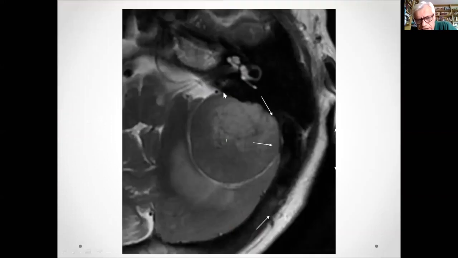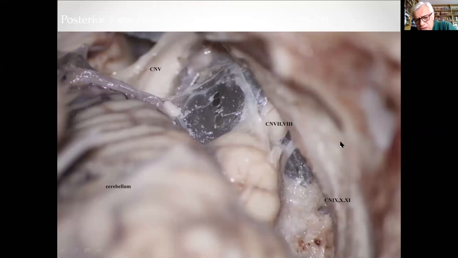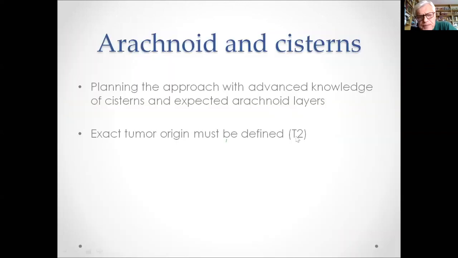So if you have it here, you will know that there is an arachnoid layer which will protect the seventh, eighth against any manipulation you will be causing here in the region of the tumor. So the tumor is posterior to the nerves, posterior to the seventh, eighth, and this layer of arachnoid will be the border of your dissection. You shouldn't pass through. So planning the approach with advanced knowledge of cisterns and expected arachnoid layers is a little tricky, but it's very helpful.